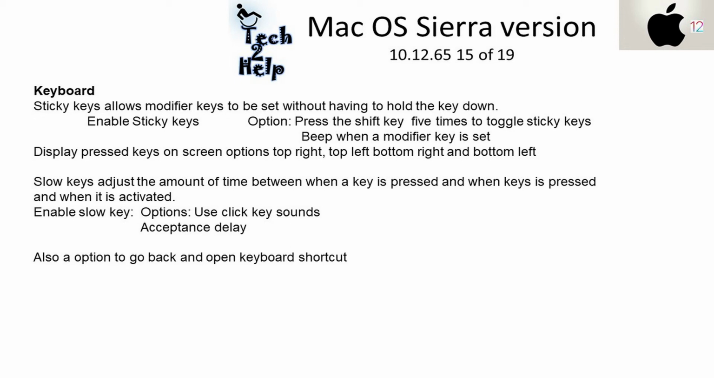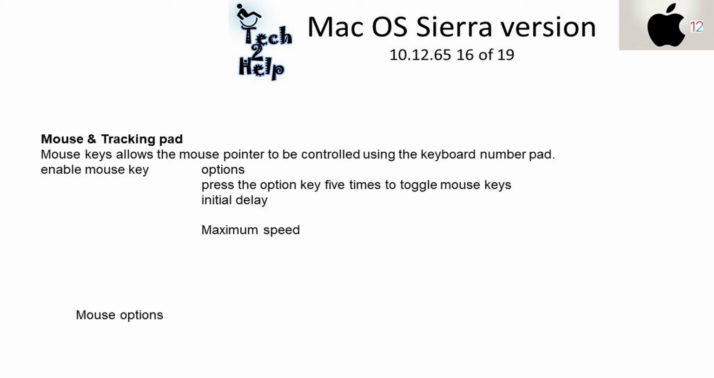Slow keys adjusts the amount of time between when a key is pressed and when it is activated. Enable slow keys option. Use click key sounds. Acceptance delay. Also an option to go back and open keyboard shortcuts. Mac OS Sierra version 10.12.6, 16 of 19. Mouse and trackpad.